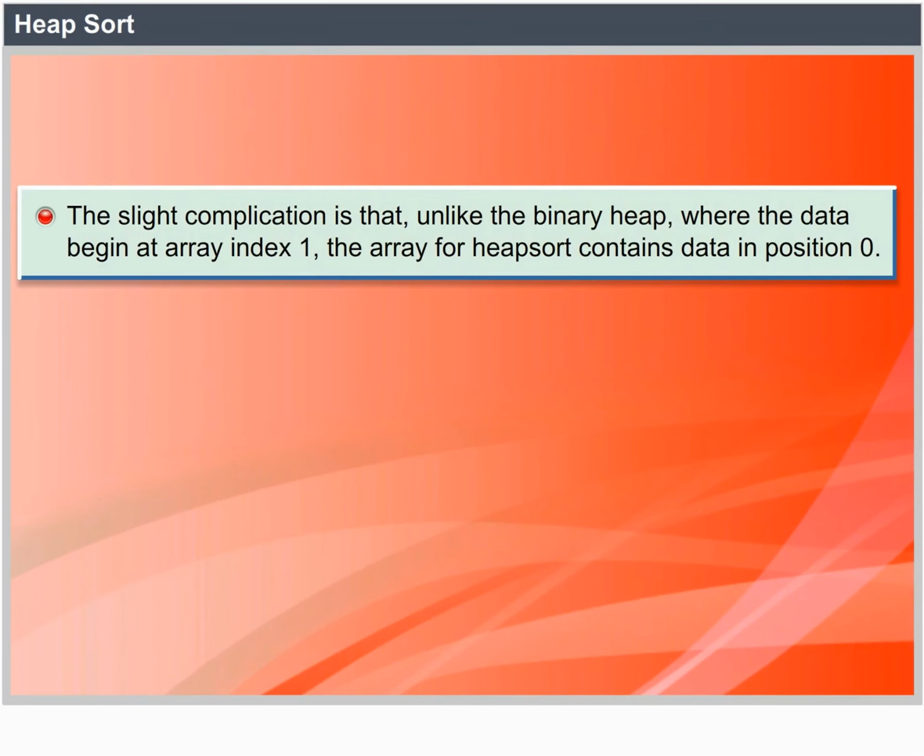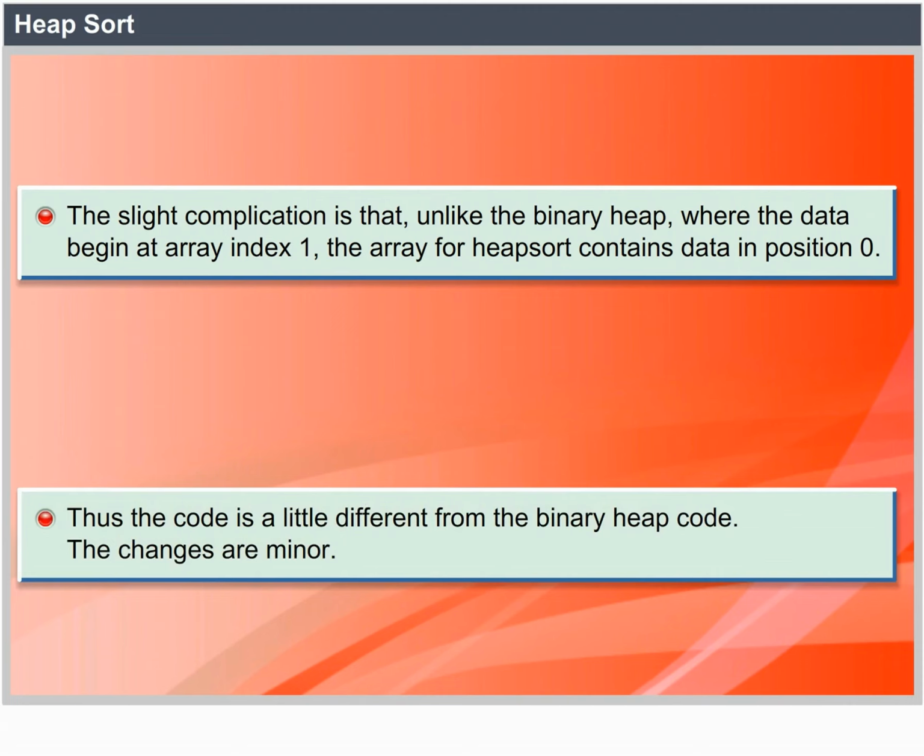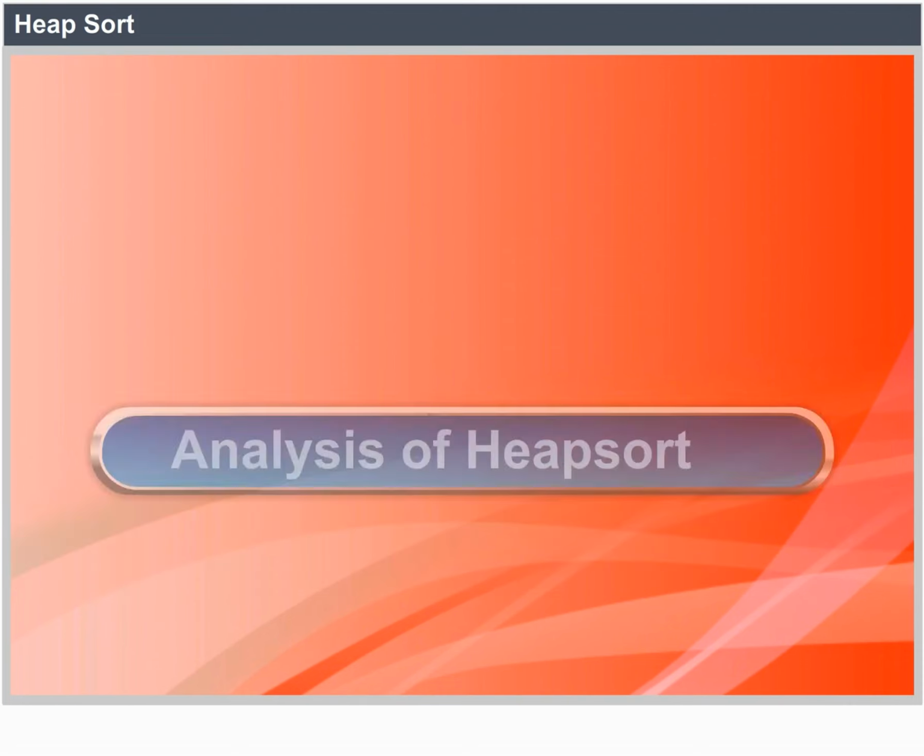The slight complication is that, unlike the binary heap, where the data begins at array index 1, the array for heap sort contains data in position 0. Thus, the code is a little different from the binary heap code. The changes are minor.